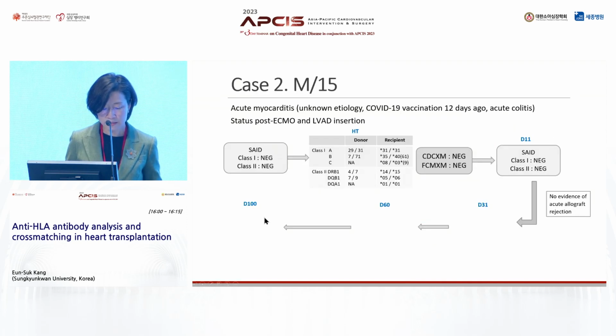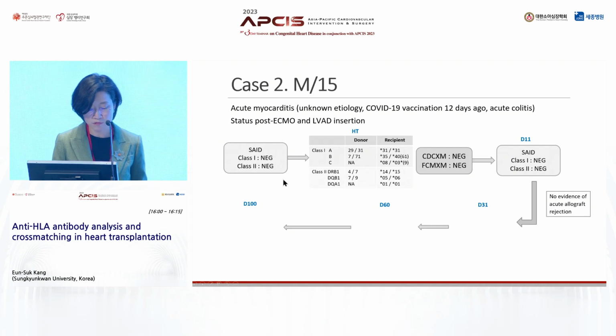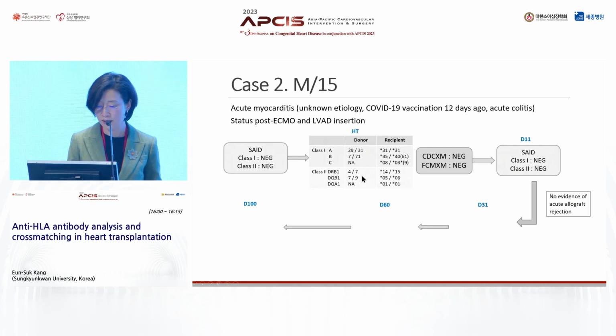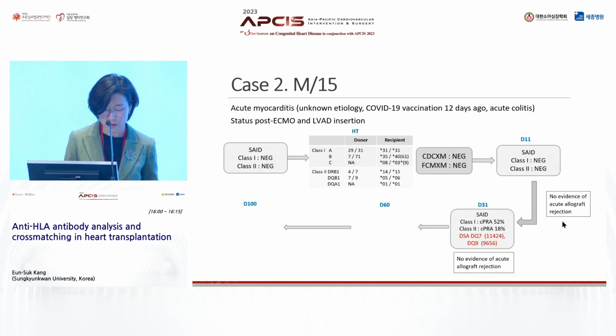This next case is a 15-year-old male patient diagnosed with acute myocarditis. The patient did not have preformed DSA and had a negative antibody test along with negative findings on biopsy at day 11. By day 31, high levels of DQ7 and DQ9 DSA were detected. Despite this, there was no evidence of acute allograft rejection in biopsy.